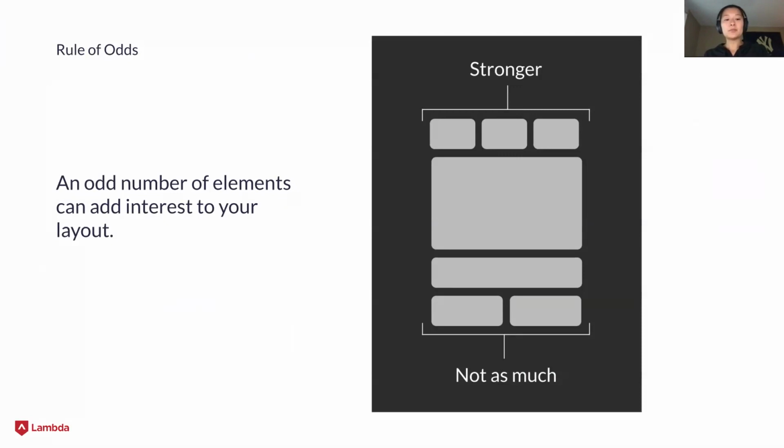So using odd numbers of elements on the page can help add interest to your layout. The example here is we have an odd number on the top, which is going to feel stronger in comparison to the elements on the bottom of the page, where there's only 2. So that doesn't feel as strong in comparison to the top portion of that page. What questions do we have about the rule of odds?